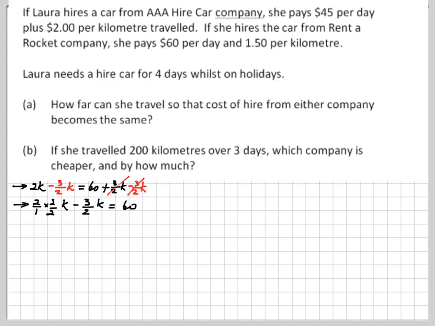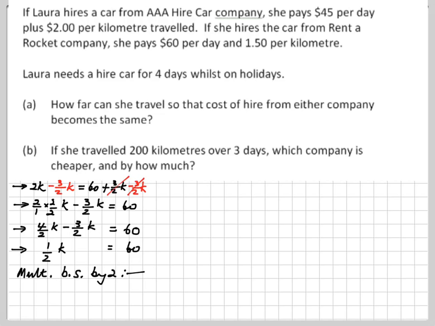Now, let's simplify again. We've got 4 over 2k minus 3 over 2k. Now we can deal with those numerators, now that the denominators are the same. Therefore, we've got a half k equals, okay, 4 over 2 minus 3 over 2 is 1 over 2. K equals 60, and what do we need to do now to get just k? It's divided by 2, therefore we need to multiply both sides by 2.